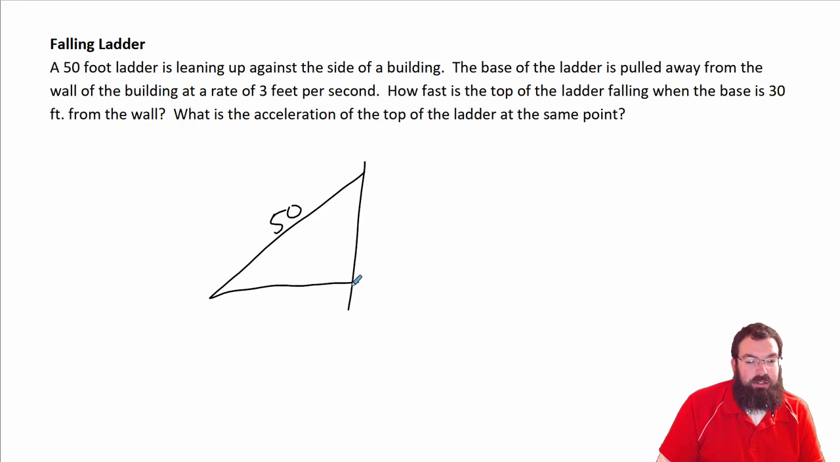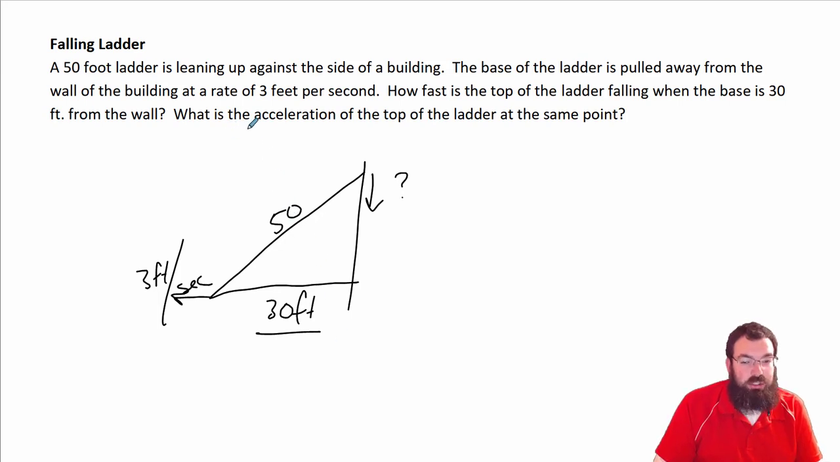The base of the ladder is pulled away. So this is really going this direction, at a rate of 3 feet per second. How fast is the top of the ladder falling when the base, boom, this is falling, question, when the base is 30 feet from the wall? I want to be 30 feet there. What is the acceleration of the top of the ladder at the same point?